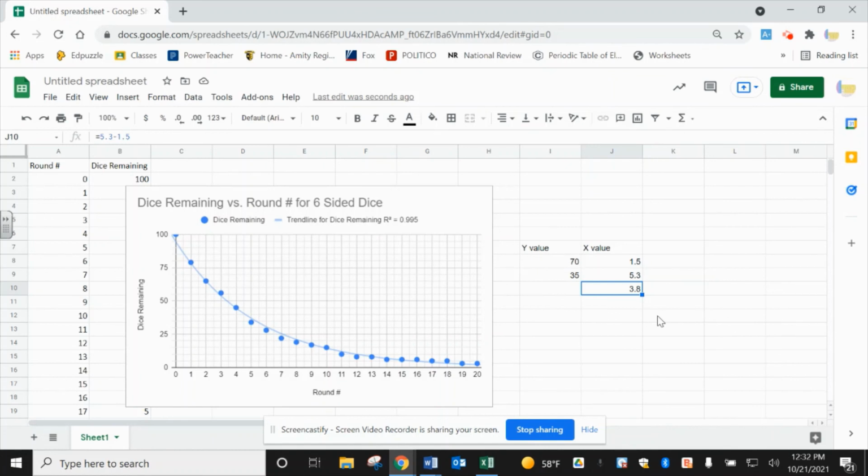So you need to do this with one set of points for y values, so one that's half the other, 70 and 35. And then you pick another one. So maybe you want to pick 50 and 25. Or 60 and 30. So you pick another two y values where one is double the other, read the corresponding x values. The difference is your half-life. You need to do this 2 times with your graph.